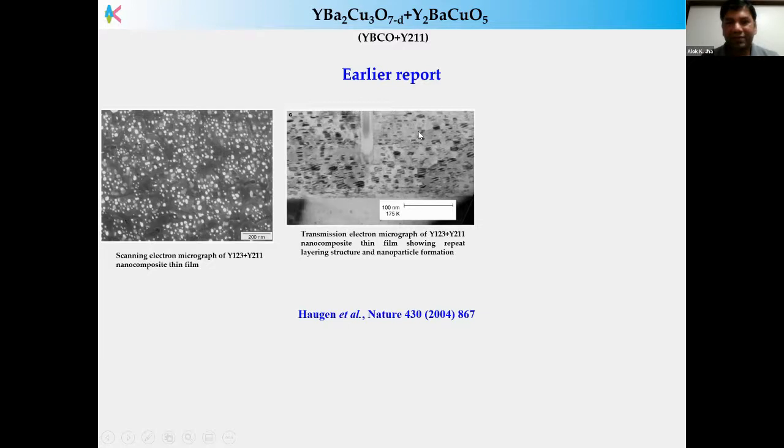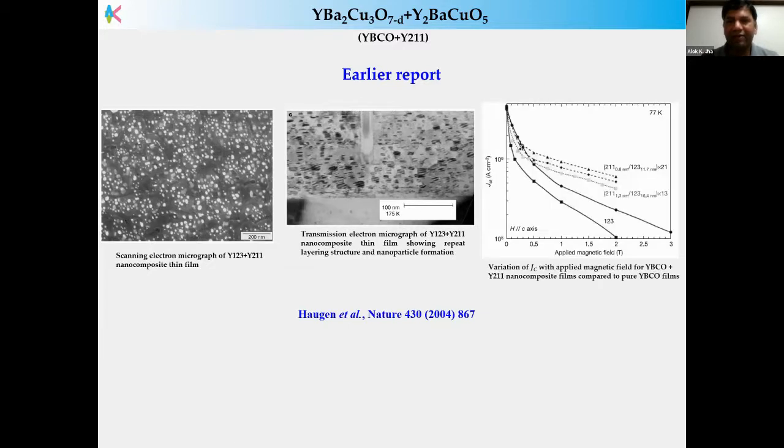The effect of these Y211 nanoparticles was observed in the highly increased critical current density in the applied magnetic field. Remember, this is pristine YBCO, and this is YBCO with Y211, at different concentrations of Y211 nanoparticles. So Jc is considerably improved in the applied magnetic field. But in their study, they did not conduct any anisotropy study, like how these Y211 nanoparticles are effective in reducing the anisotropy.